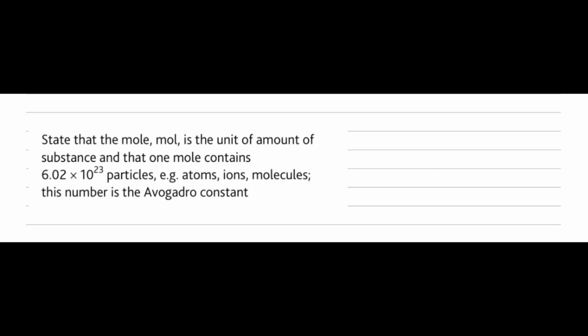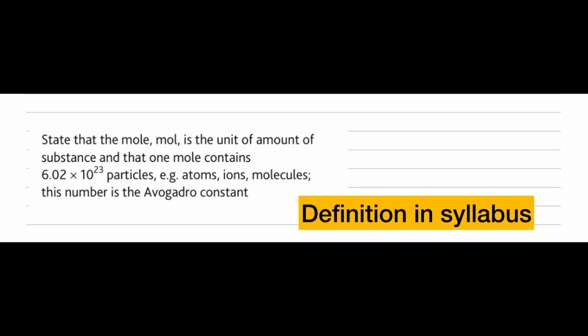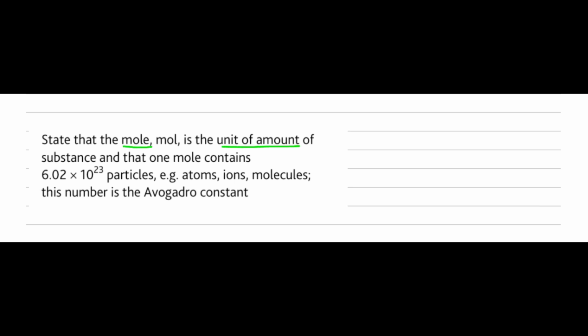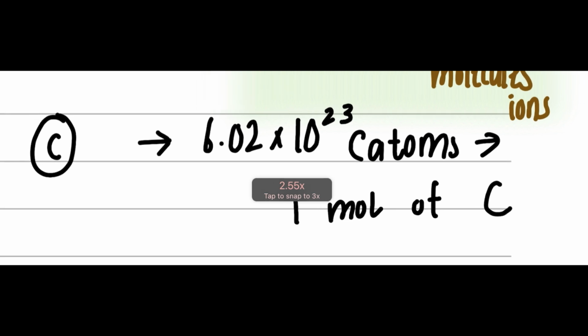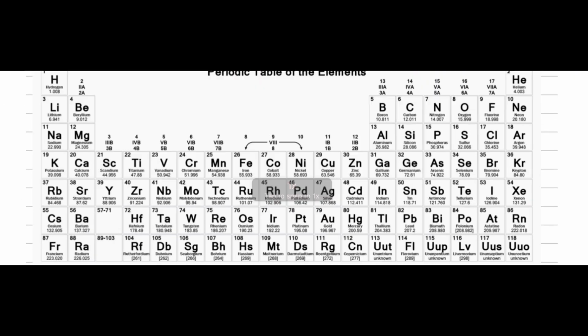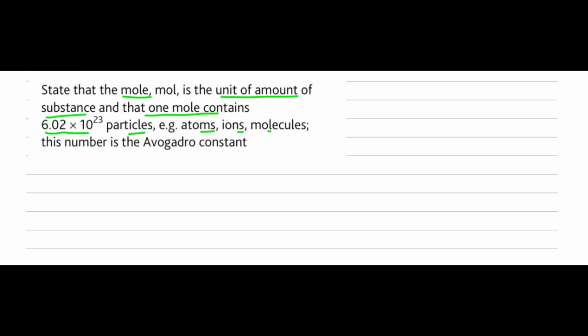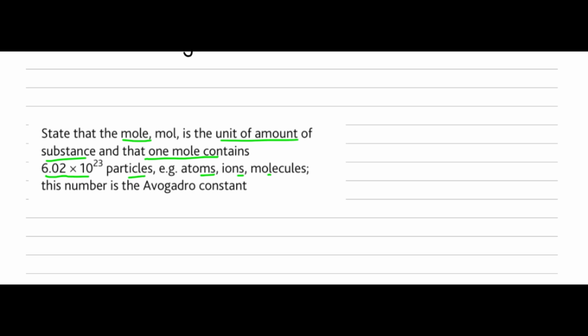Now, what is 1 mole? Mole is the unit of amount of a substance. Now that substance could be an atom, could be an ion or molecule, and that 1 mole contains 6.02 times 10 power 23 particles, atoms, ions or molecules. This number is the Avogadro's constant. Okay, so this number 6.02 times 10 power 23 is called Avogadro's constant. That is how you can define mole according to the syllabus.